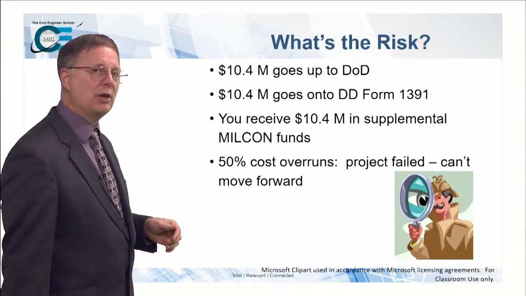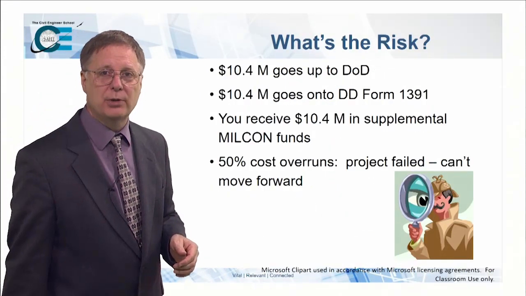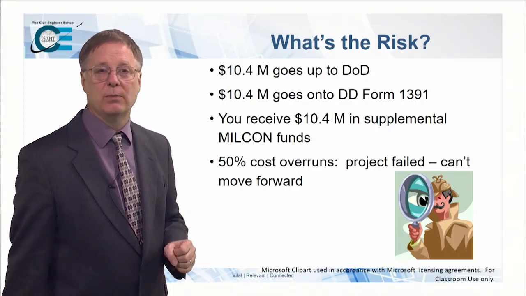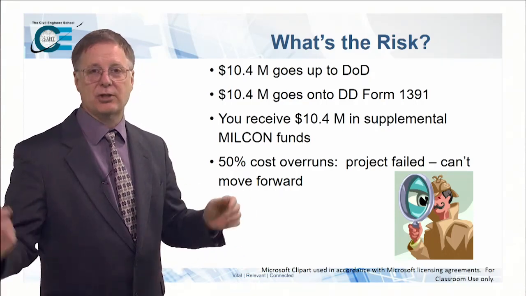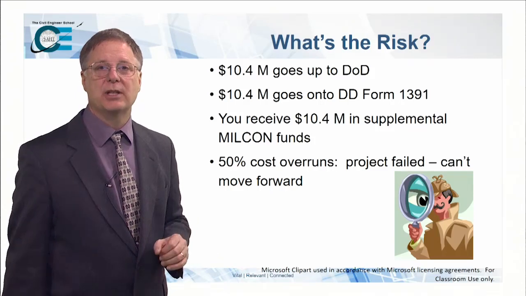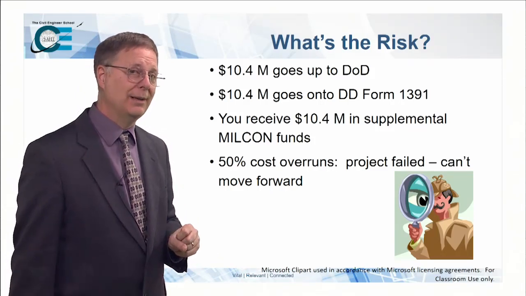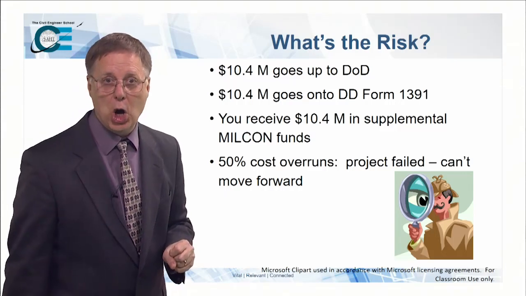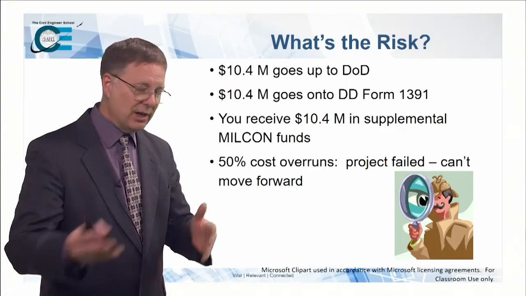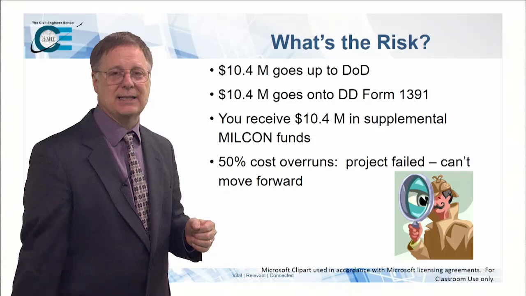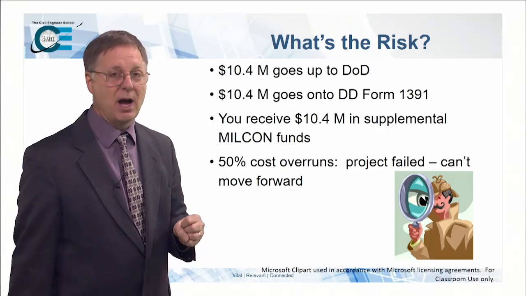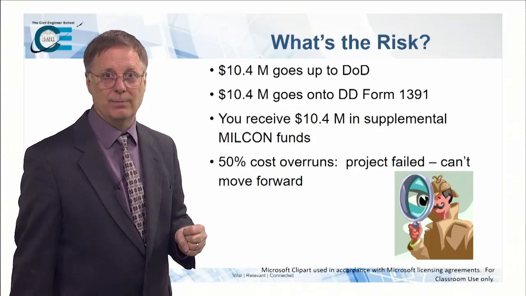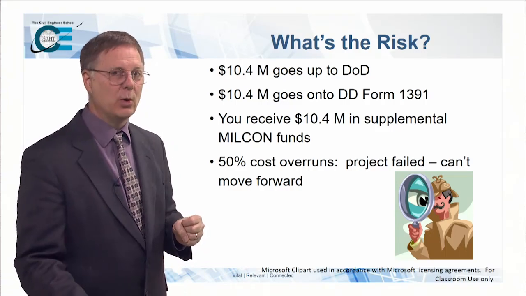The risk is that it goes up, ends up on the DD Form 1391. You're going to get some sort of supplemental MILCON funds, and then you're in cost overruns, and your boss is now answering to Mr. Carell at SAF/IEE, what went wrong. And because it's years later, nobody realizes that this was something somebody did on the back of an envelope on a Friday afternoon. Or maybe they don't want to admit that.